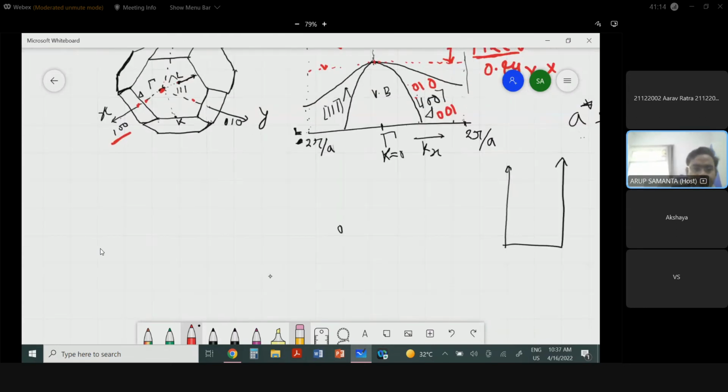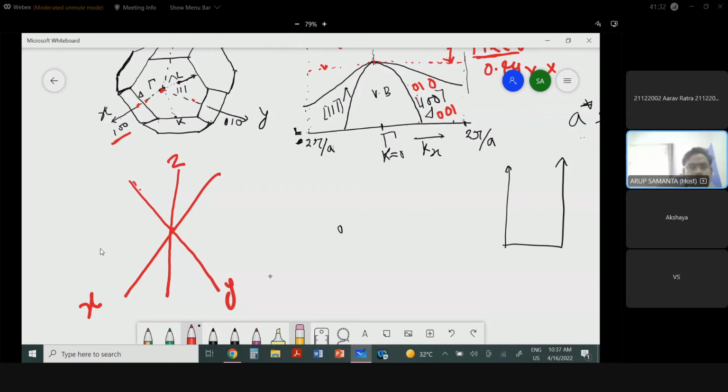So consider this is x, this is y, this is z direction. So you can find minima here. If this is the edge from the gamma point, this is the alpha point, this is the alpha direction, this is also the alpha direction. So you can find some minima here, here, and here.